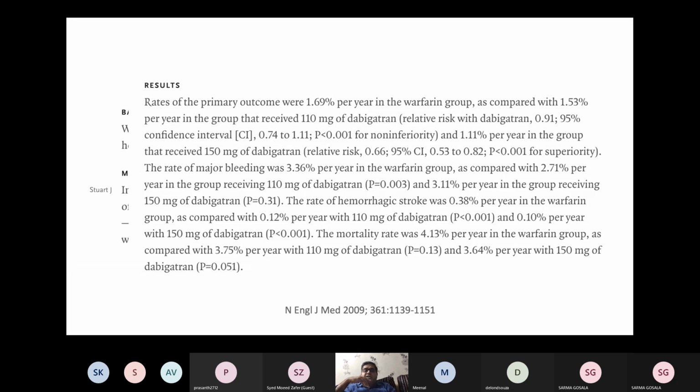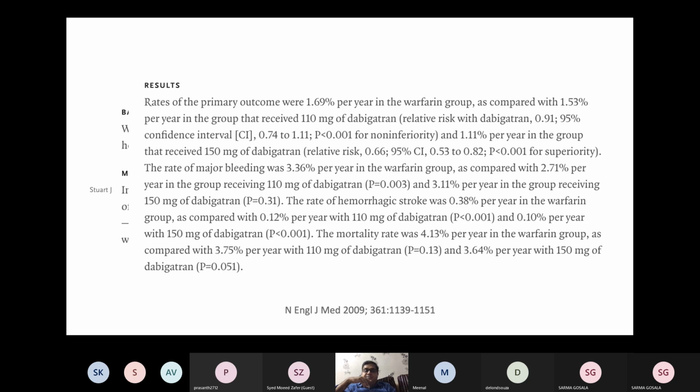In the warfarin group, the primary outcome was 1.69% per year, as compared to 1.53% per year in the group that received 110 milligrams of dabigatran. The relative risk with dabigatran was 0.91, and it was statistically significant for non-inferiority, whereas it was 1.11% per year in the group that received 150 milligrams of dabigatran. So you can see there's a significant difference between 150 and 110 milligrams.